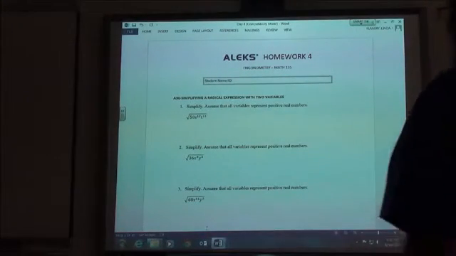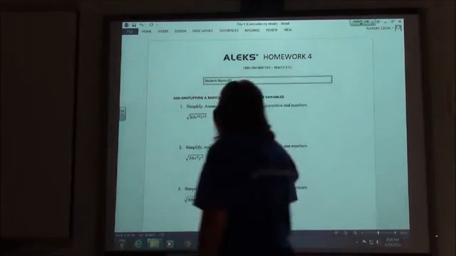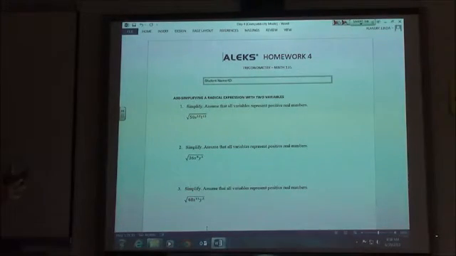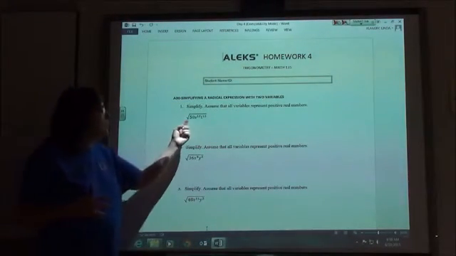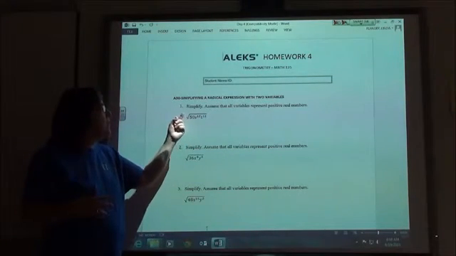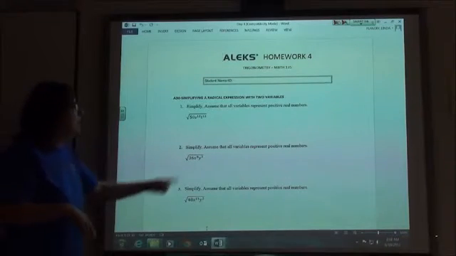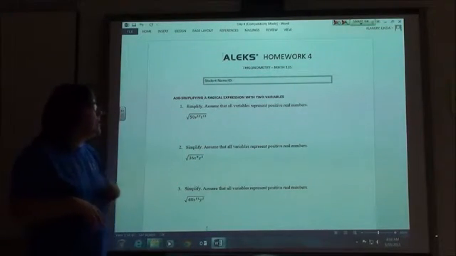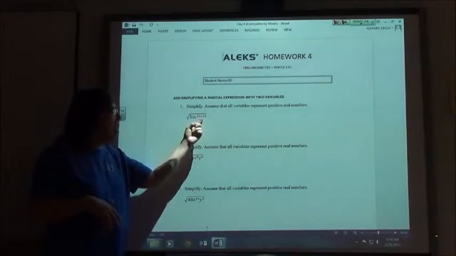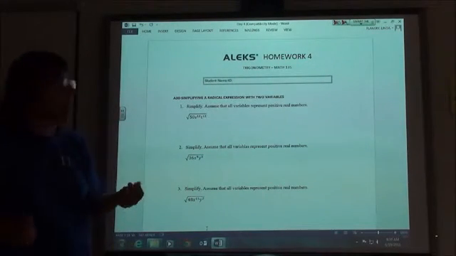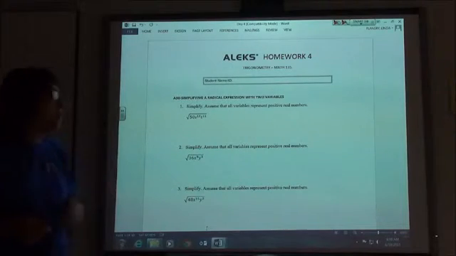Trig homework 4 starts off here with simplifying a radical expression with two variables. And so here again we want to simplify. We want to look first of all to see if we have perfect squares. If they're not perfect squares, we need to factor them. If it has an even exponent, it is a perfect square. If it has an odd exponent, it's not a perfect square. In order to make it a perfect square, we're going to factor out one of the variables.